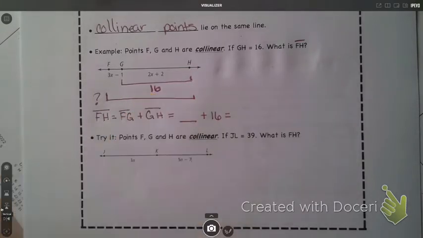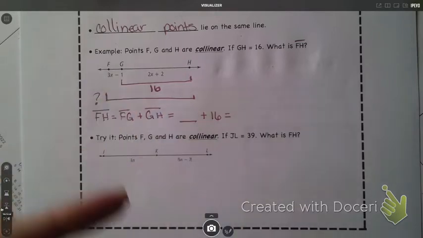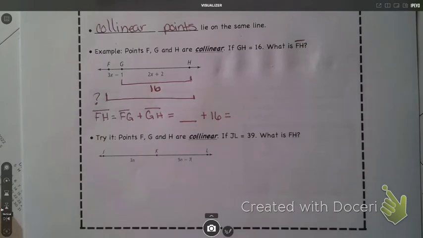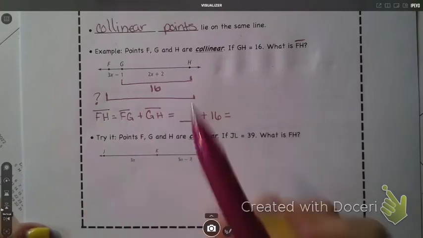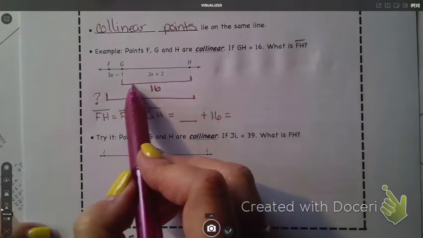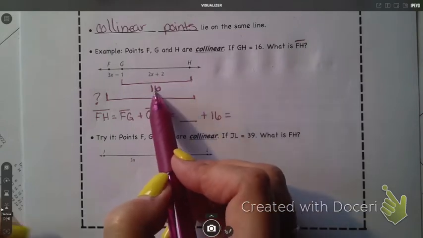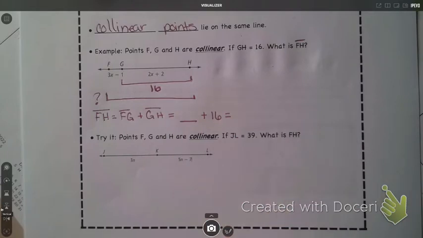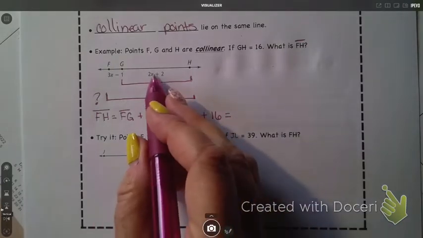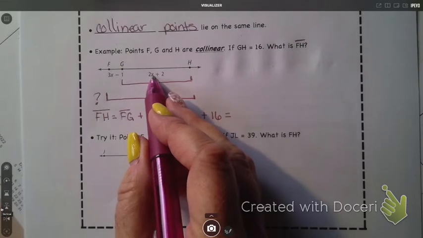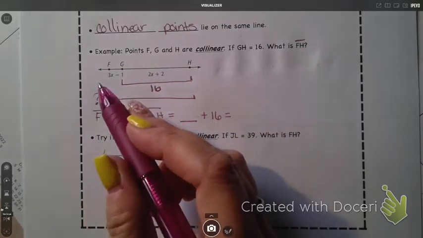So we have 16, right? What else do we know about 16? Look on your paper. What else does it tell you about GH? The distance is 2x plus 2. Is GH not 2x plus 2? And if I know the whole thing is 16, what can I do with 2x plus 2 and 16 that can help me out? Set them equal to each other. Find x. I can find x. Why is finding x going to help me? Because then I can put it into there.